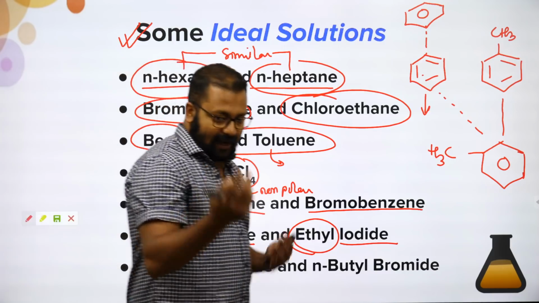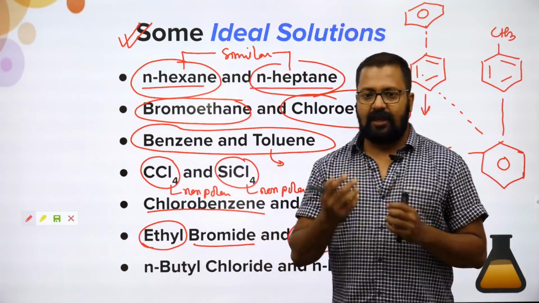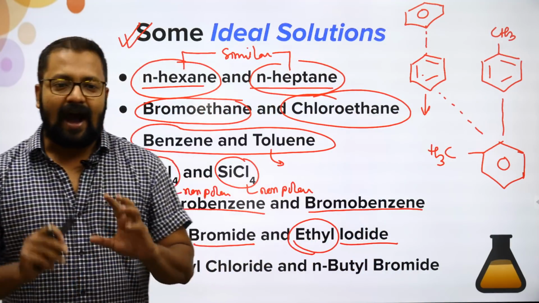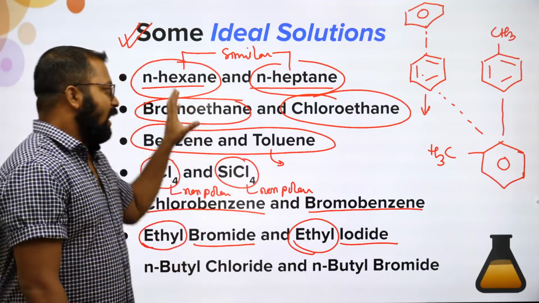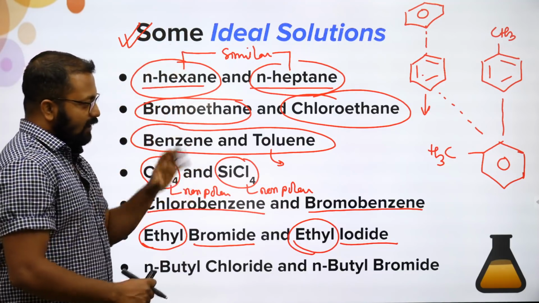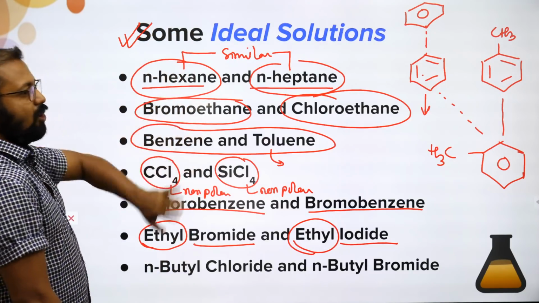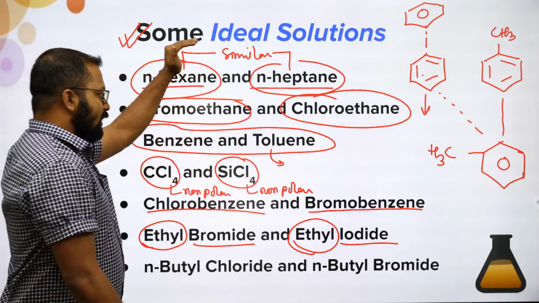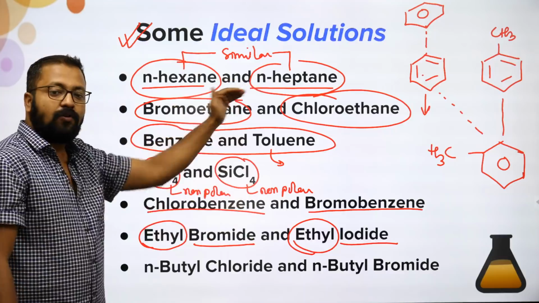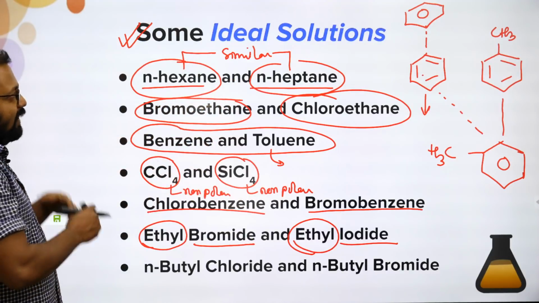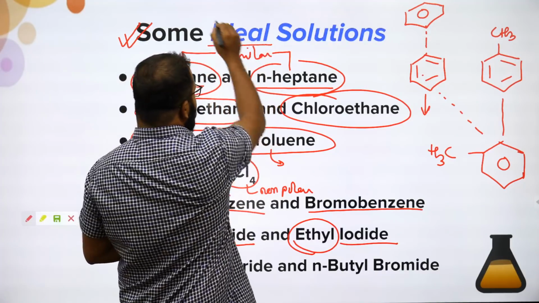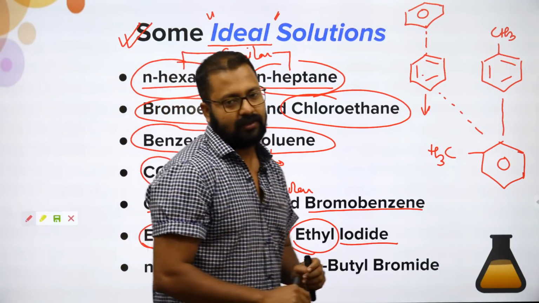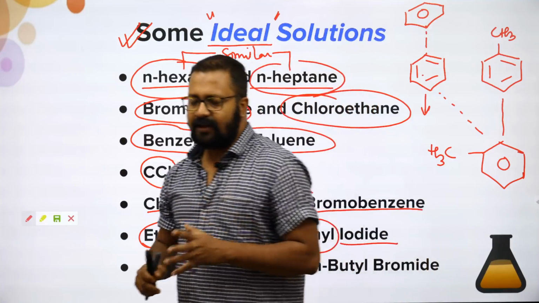So in reality, if I would say these liquids exist, in reality, nothing like ideal exists. However, the least amount of deviation from Raoult's law will be observed for them, and that is the reason we call them near ideal or ideal. Okay? Is that clear?